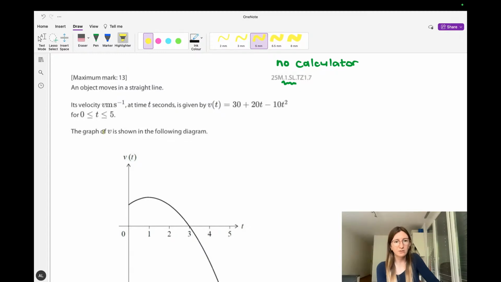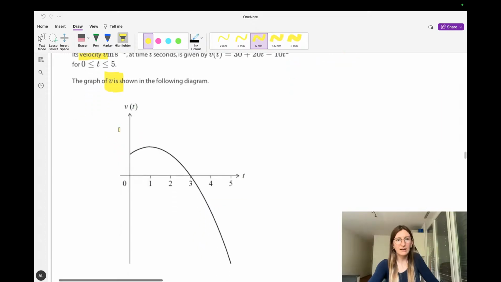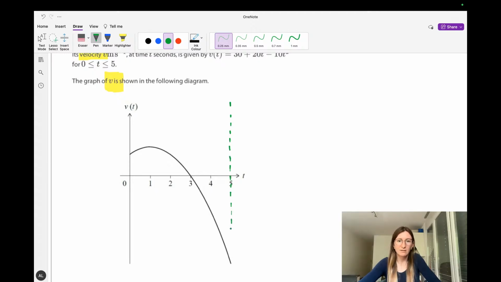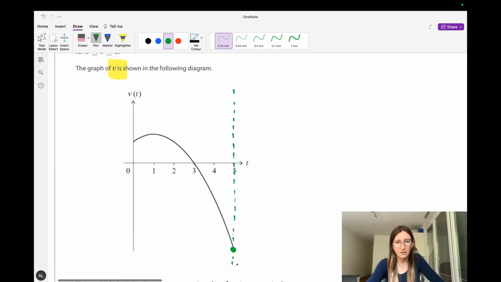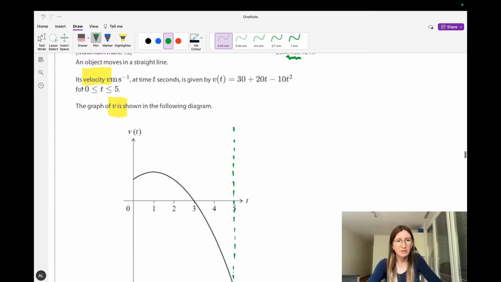So always very good to see what you are starting with. You're starting with a velocity function. Okay. And there is our velocity function, and it's between 0 and 5. Another thing that I like to do, just to make it really clear to myself that it's an ending boundary, is to just mark at 5 that this is the end. So this is the final point of my graph, because it looks like it's going on until infinity, but it's not. It's stopping at 5 because we're going from 0 to 5 seconds.